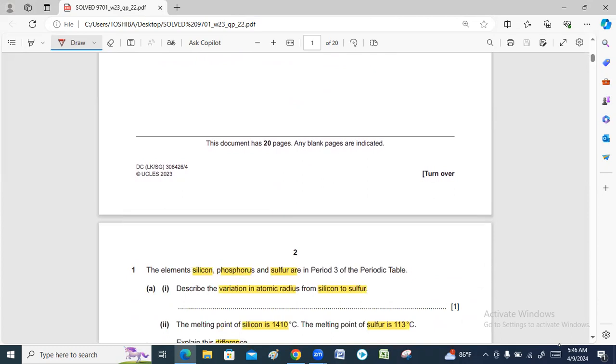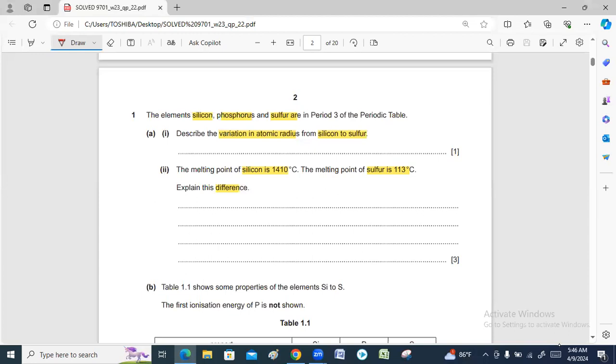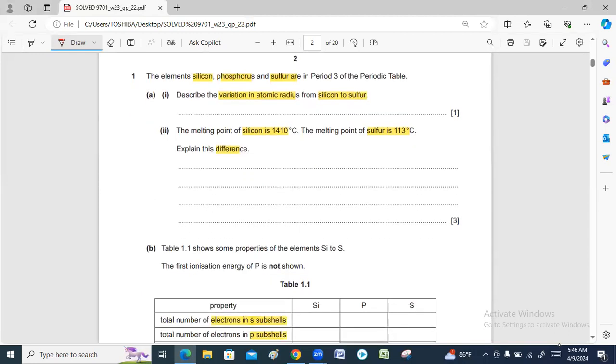Now, let's start with question number one. The elements silicon, phosphorus, and sulfur are in period 3 of the periodic table. Describe the variation in the atomic radius from silicon to sulfur. The trend of atomic radius across a period is demanded in this question.